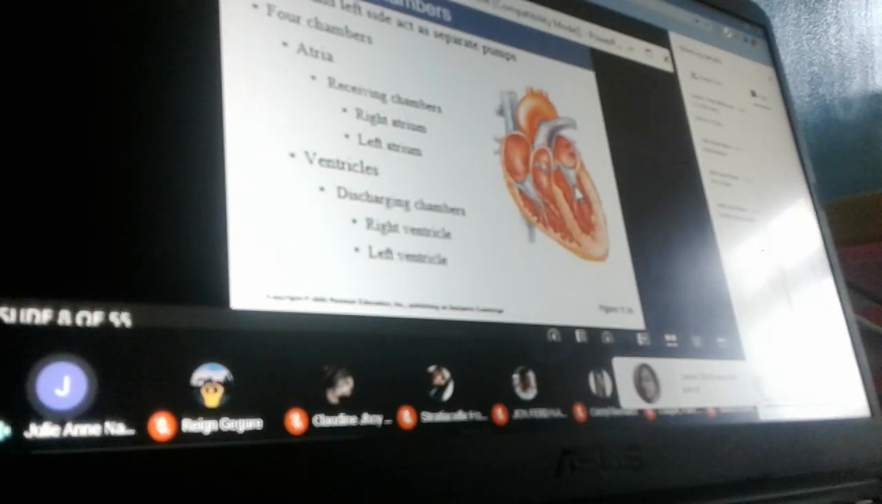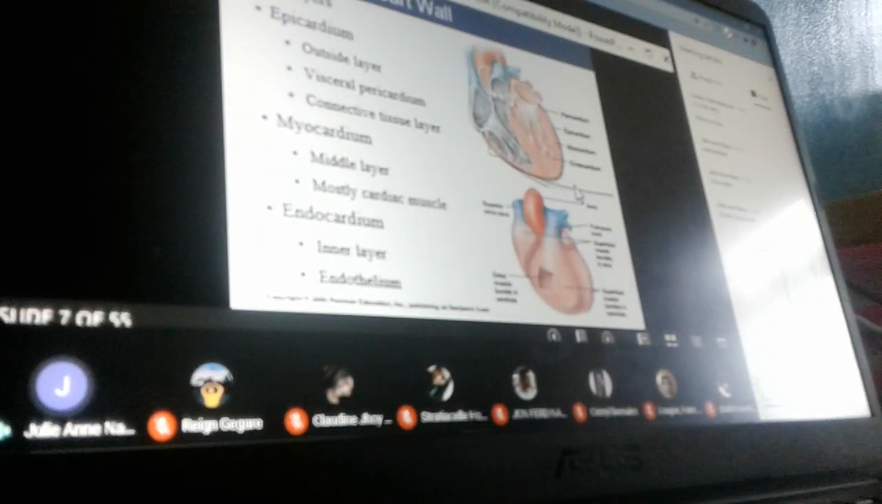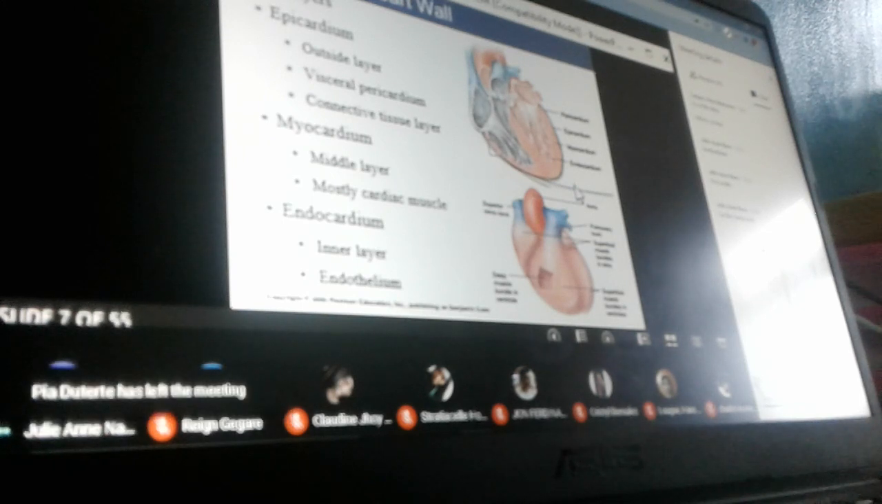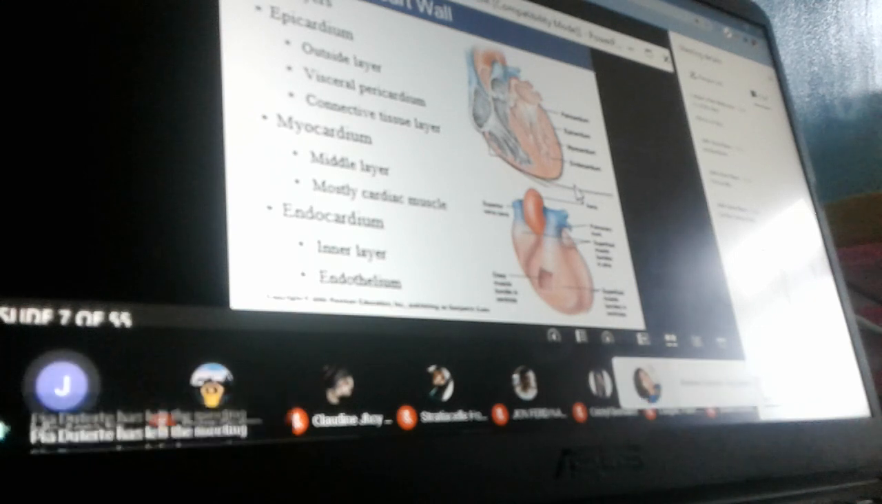So if my question class, what part of the heart is a layer of the heart wall as well as a layer of the covering, okay? So the answer is the visceral pericardium, okay? Again, which part of the heart is a layer of the heart wall as well as a layer of the heart covering? The answer is the visceral pericardium or epicardium. Yes, very good.